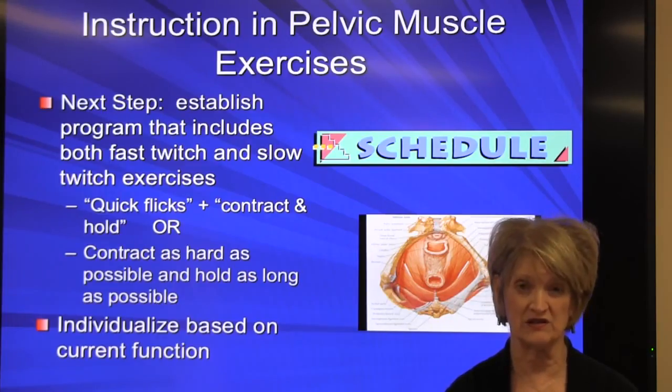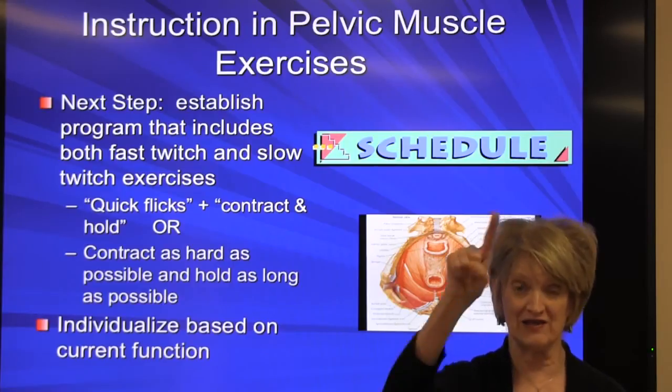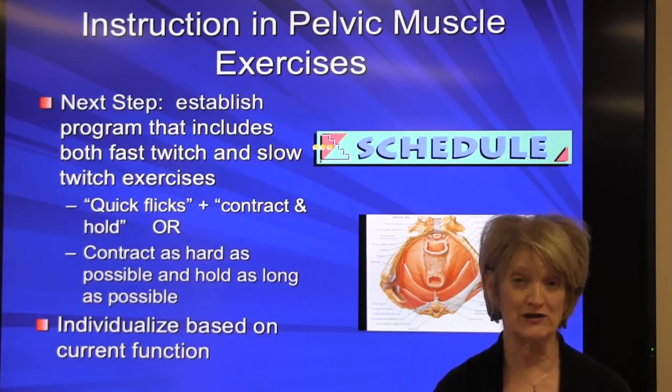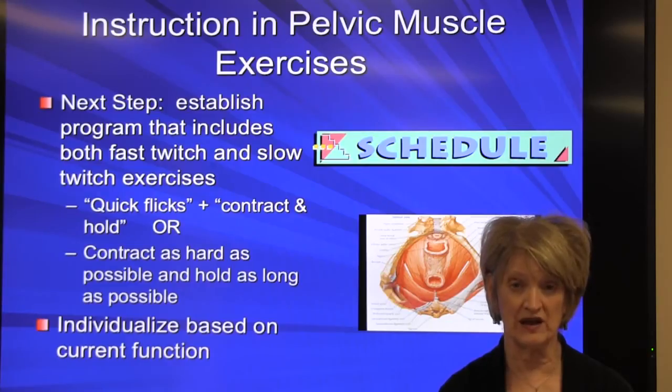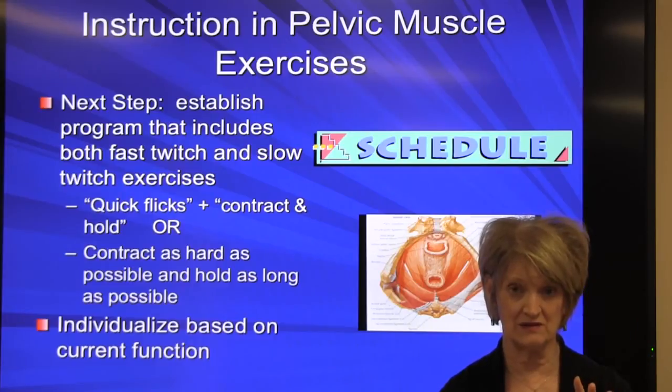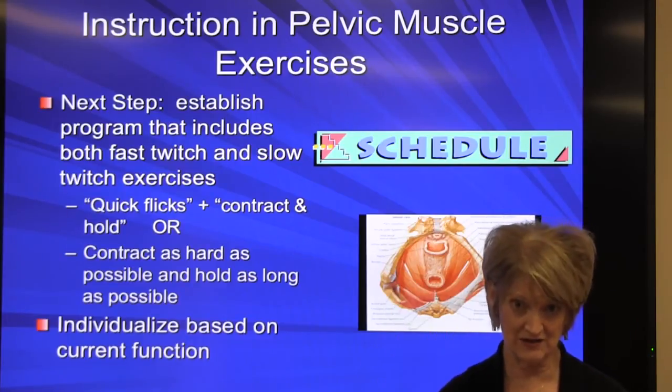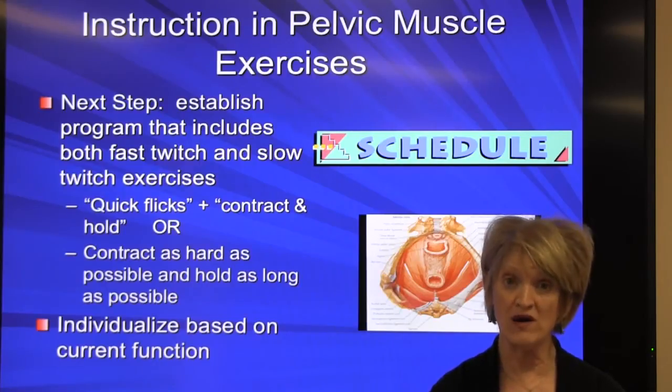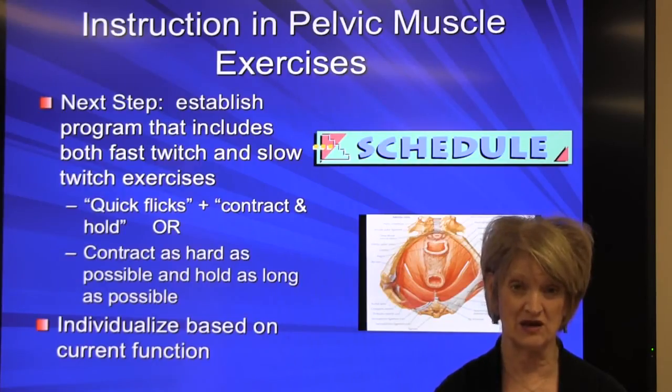So what does a quick flick look like? It looks like this. I want you to try to do a quick flick right now. So a quick flick is tighten just as hard as you can and immediately relax. Wait for 10 seconds. You want that muscle to fully relax. Contract as hard as you can. Relax. Wait for 10 seconds. Contract. Relax. Okay, so it should look just like this. It should look like a spike. You always give them at least 10 seconds relaxation time. Okay?